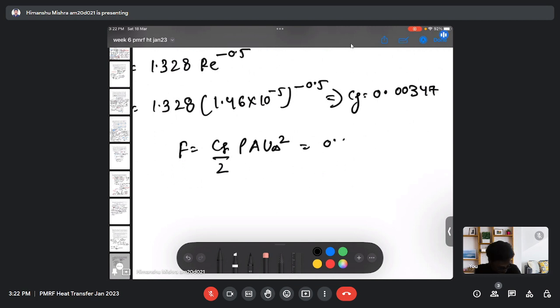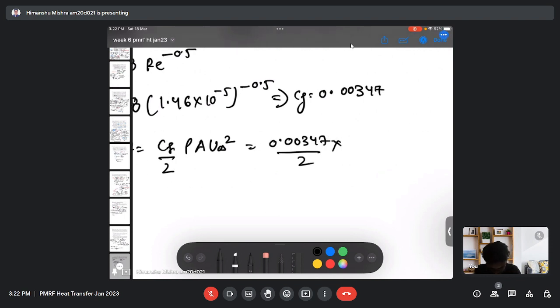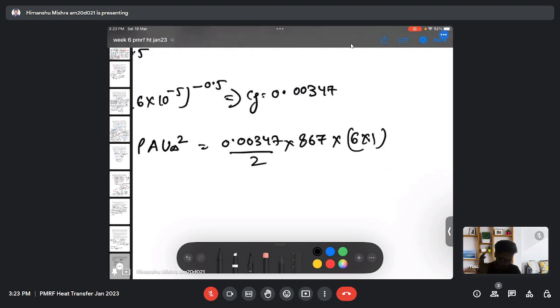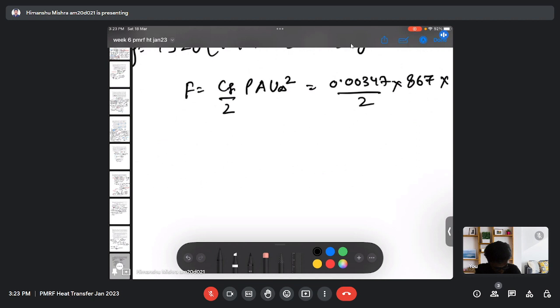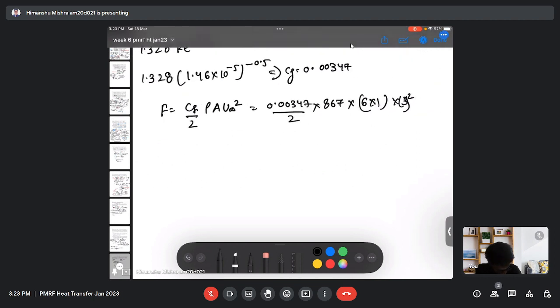So my skin friction drag coefficient is this, and the density given is 867, and this is my area, which is length into width. I'm taking the unit width here, and the velocity is 3. So my drag force, on calculating this, is 81.3 Newton.